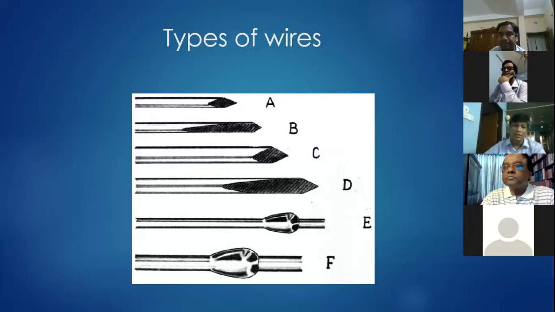Okay. For cancellous bone drilling, we use the trocar tip shown in figures A and C. And we also use the olive wires in figures E and F.